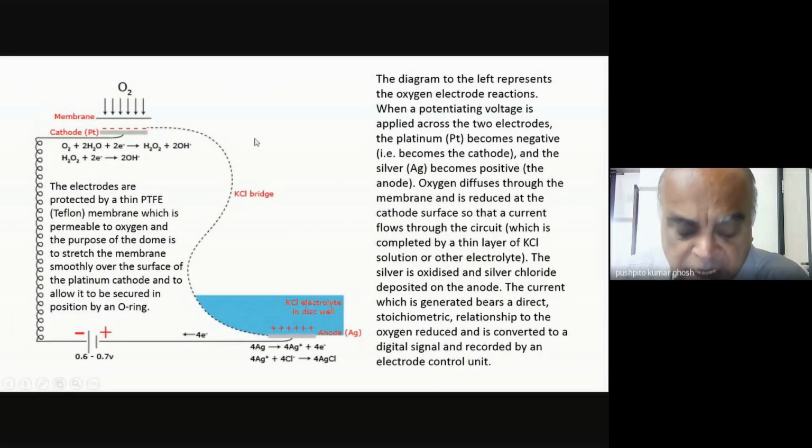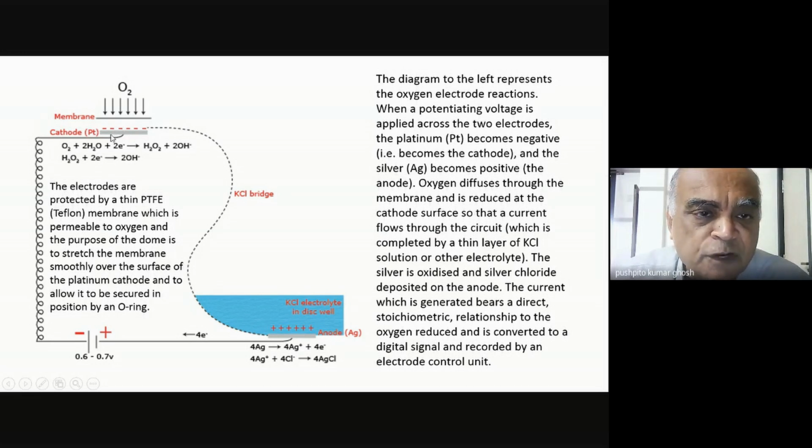And this is another technique, which is an electrolytic technique. Here, there is a cathode, which is let's say platinum, and there is an anode, which is silver, and you've got a salt bridge, maybe a KCl bridge. Then you stretch your membrane over the cathode, and this membrane could be a PTFE Teflon membrane. It has a unique property that it does not allow anything else to get into the electrode except for the oxygen.